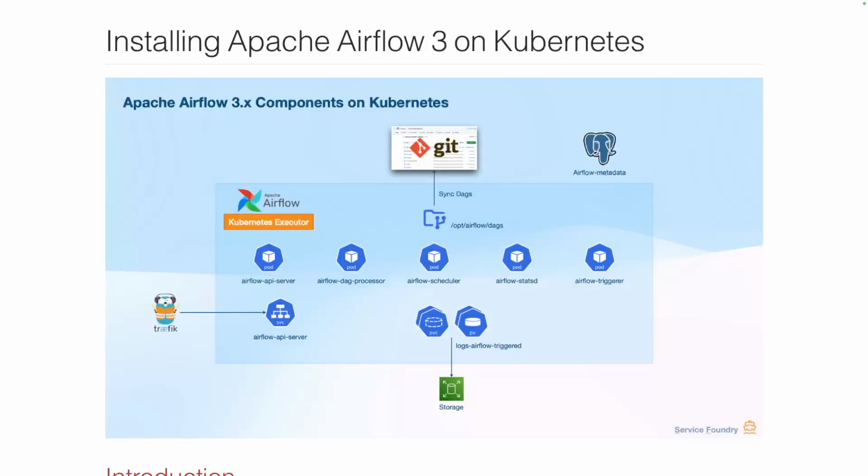Welcome to this walkthrough on manually installing Apache Airflow 3 on a Kubernetes cluster. In this guide, we'll go step by step through setting up a production-ready Airflow environment. You'll learn how to integrate Git-based DAG syncing, configure executors, provision storage, set up secrets, and expose the web UI via Ingress.